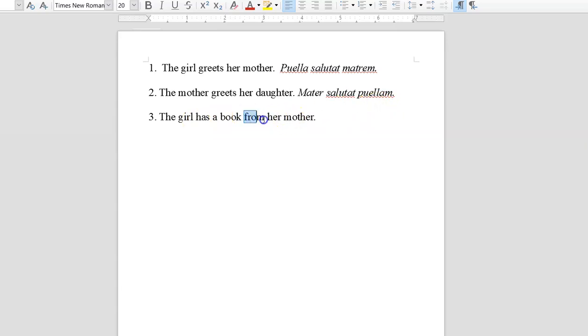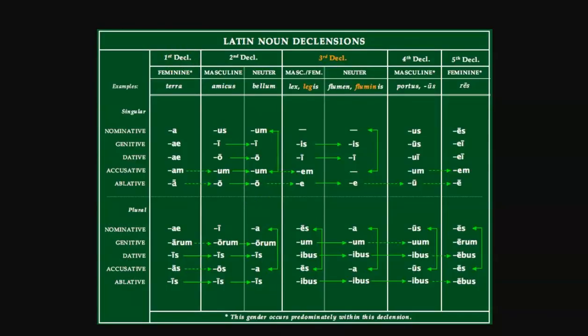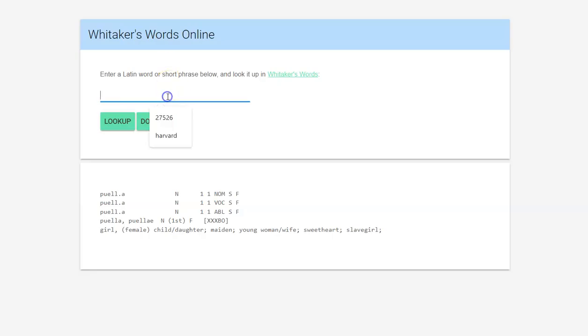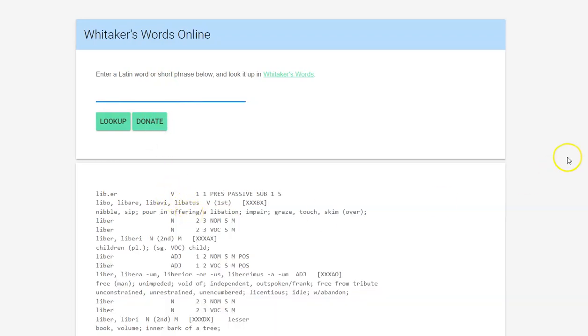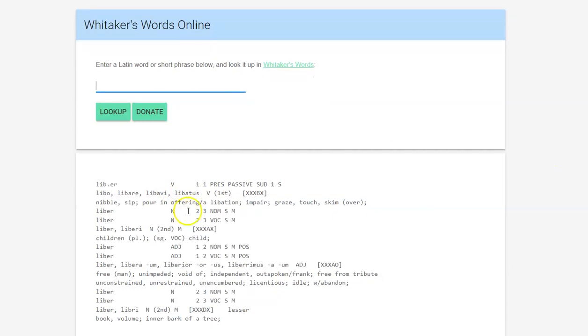Well, here you can see we're going to need from her mother, which is going to require the ablative. So I chose this one on purpose because we have had a lot of ablative this semester. So we go back to just knowing vocabulary. So there we go, puella. And book, of course, is liber, where we get the word library. But just to show you, these ultimately need to be memorized. And just like anything else, you learn it by practicing. So if I type in liber, you can see it can mean many different things. But we don't want free man, we want book.